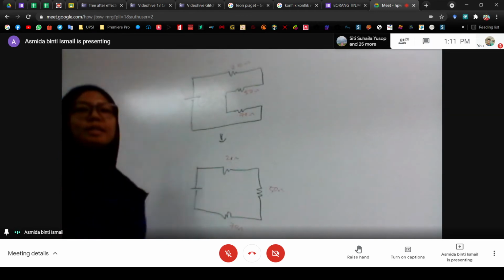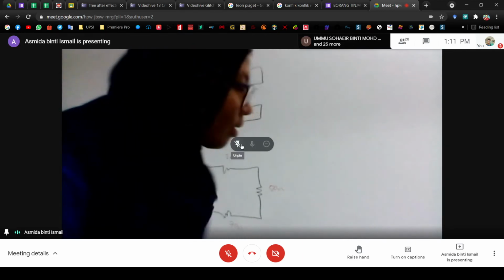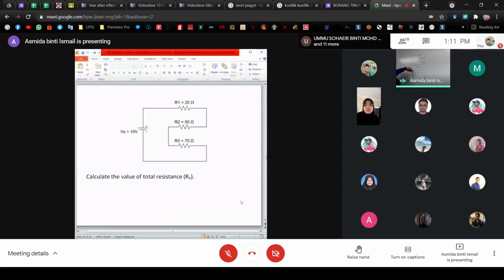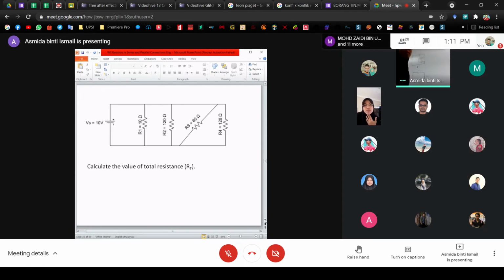Apa je sebenarnya. So janganlah gelabah tengok. When you look at this, you try to simplify in the way that you can understand it. Cuba saja je nak buat bengkok-bengkok macam tu bagi pening. Okay? So the R total is 20 plus 50 plus 70 is 140. Okay? Sama juga dengan this one.